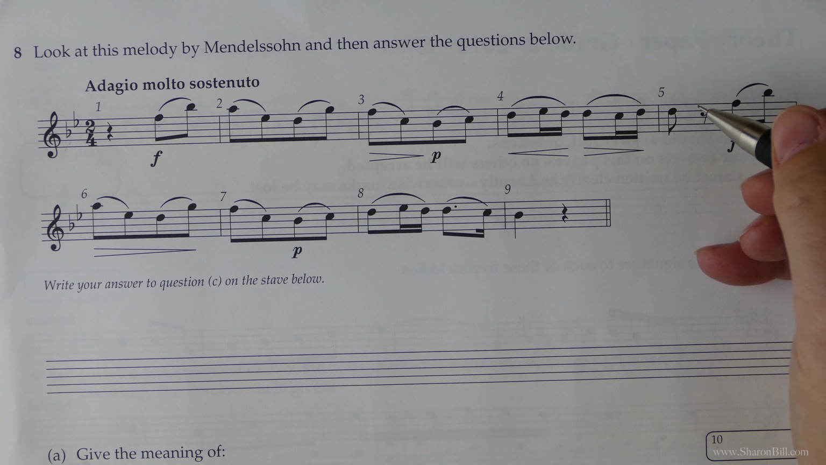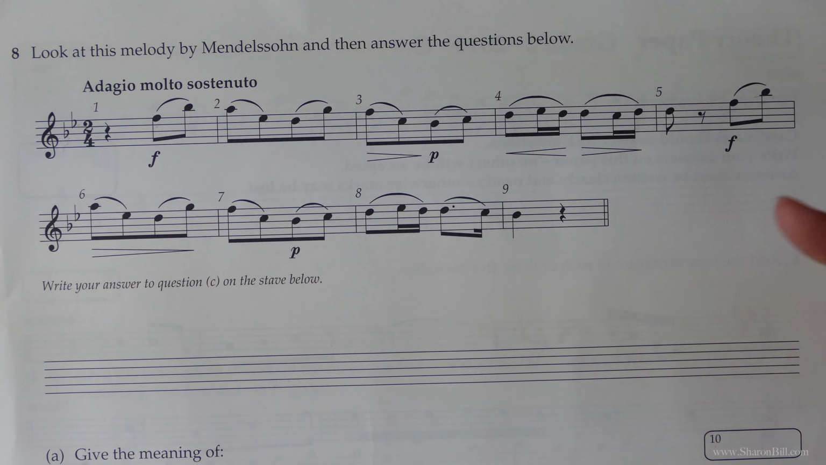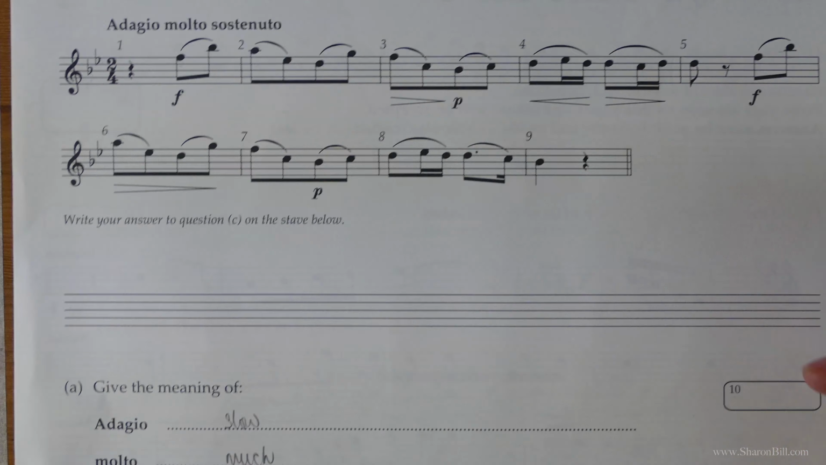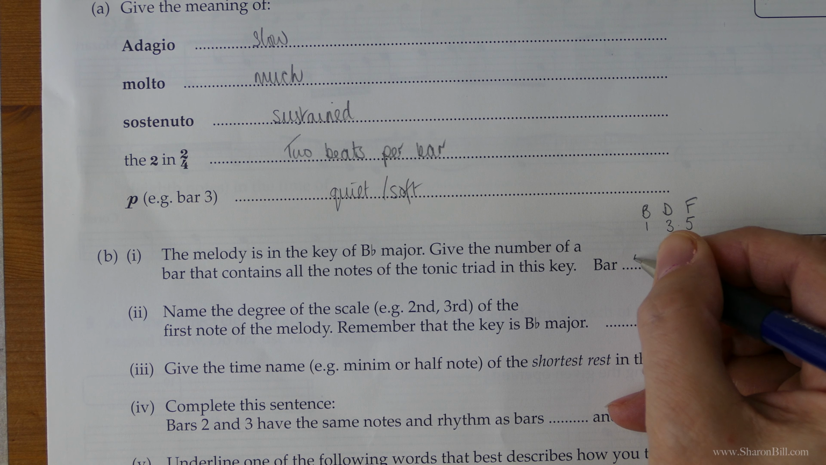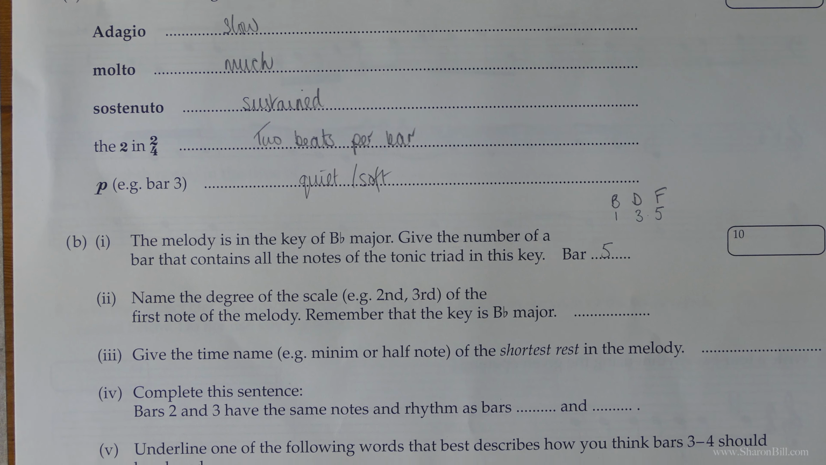Let's keep looking. So we have a D here, an F here, and F, G, A, B here. Of course it's B flat. So there, bar 5, we have our tonic triad. So we got there in the end. Just keep looking till you find it. But bar 5 is the answer for that.